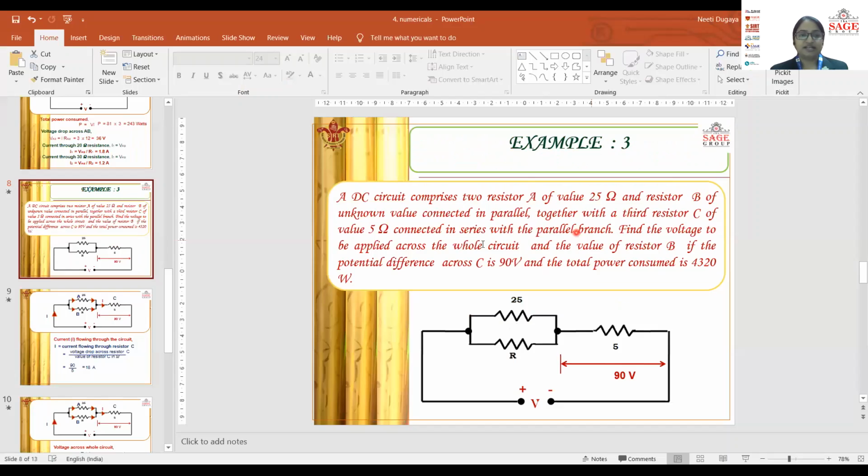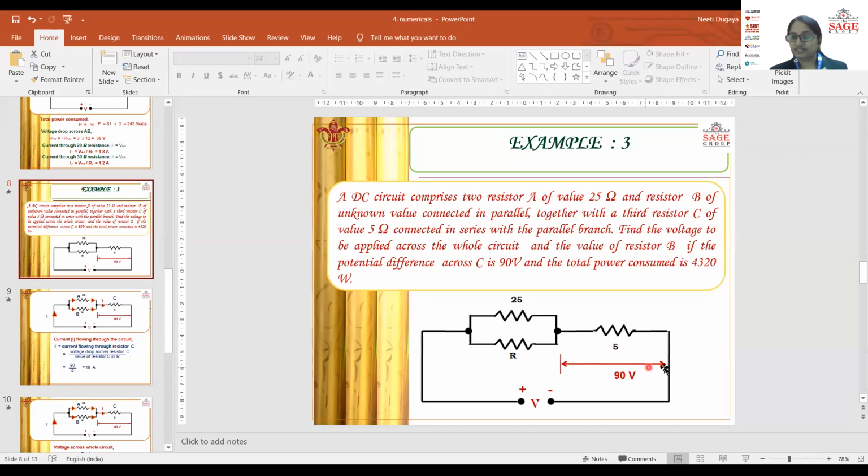So here is the circuit diagram. 25 ohms and R resistance, that is the unknown resistance, are connected in parallel along with the series resistance 5 ohm, which is depicted as resistance C.